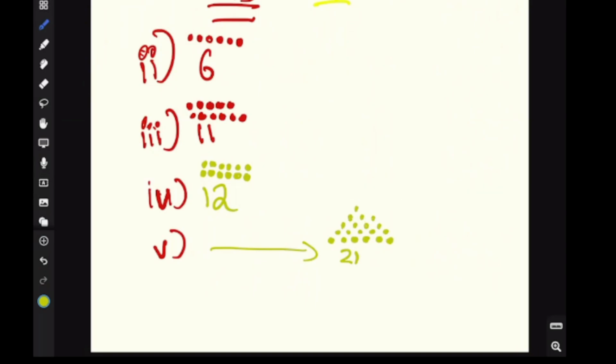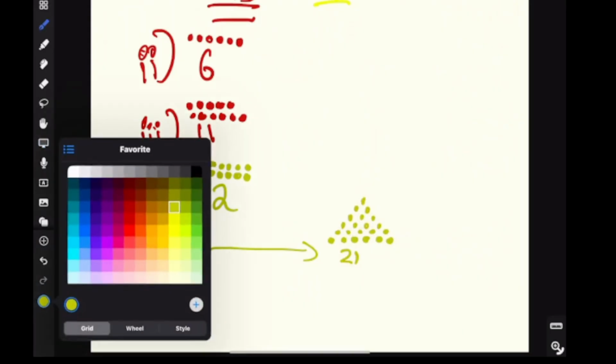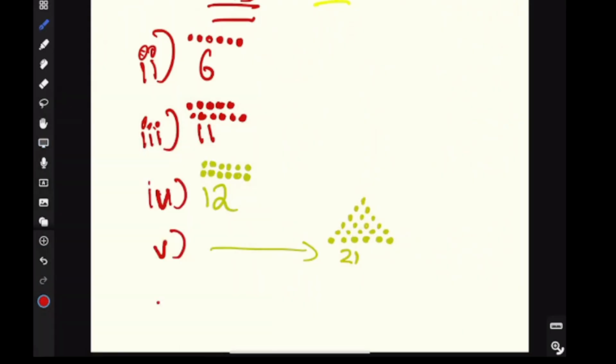As you can see, we are doing it alternately. And here, if you want clarification, you can add. You can see, 1, 2, 3, 4, 5, 6, 7, 8, 9, 10, 11, 12, 13, 14, 15, 16, 17, 18, 19, 20, 21. So this whole thing forms 21 circles, okay? So let's move on. Let's go for the next one.